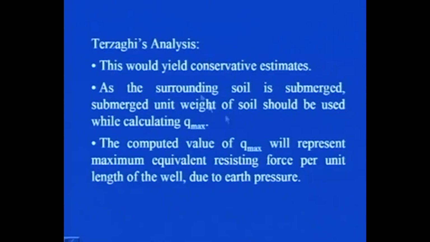As the surrounding soil is submerged, the submerged unit weight of soil should be used while calculating q max. Due to the presence of water, the soil surrounding the well foundation is in a submerged condition, and so gamma submerged should be taken in the analysis. The computed value of q max will represent the maximum equivalent resistance force per unit length of the well due to the earth pressure.